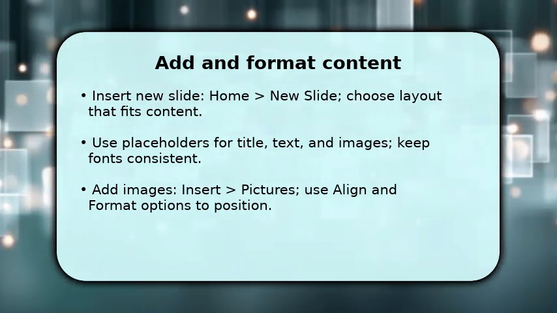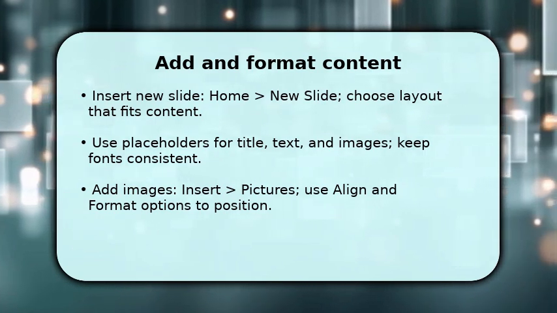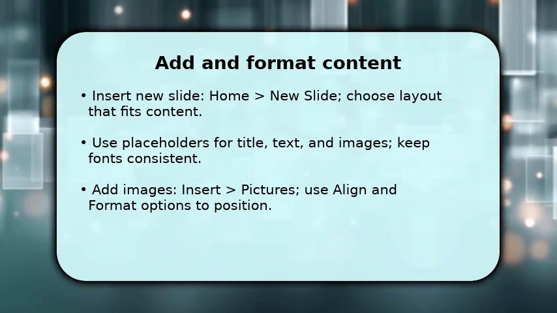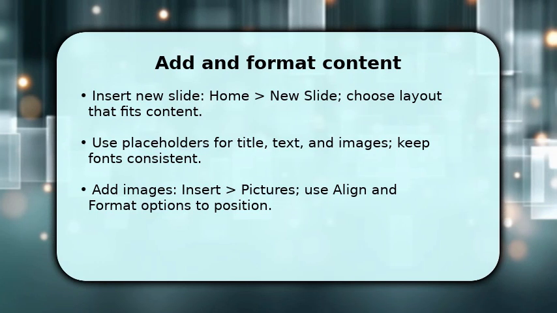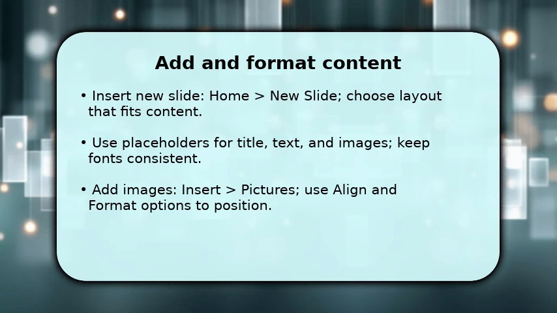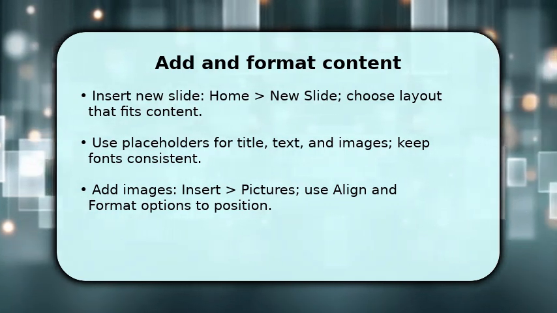Use placeholders for titles and body text, then choose one or two fonts and sizes for hierarchy so viewers scan easily. When adding images or shapes, use Align and Distribute to keep spacing even, and right-click Format to adjust color, border, and shadow for clarity and emphasis.